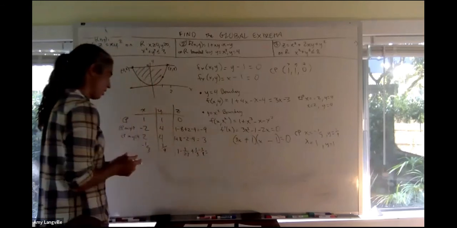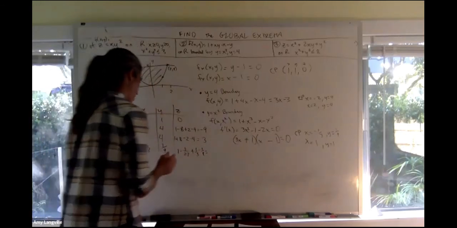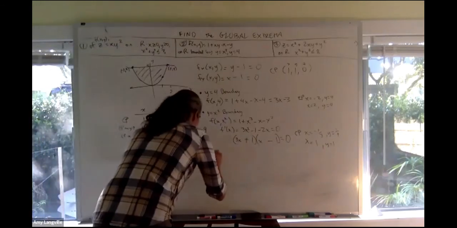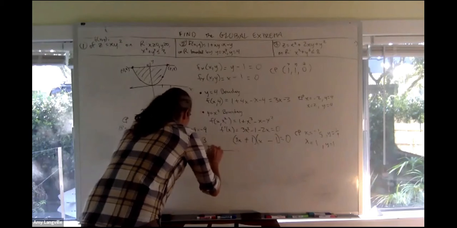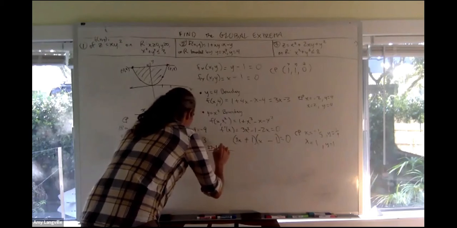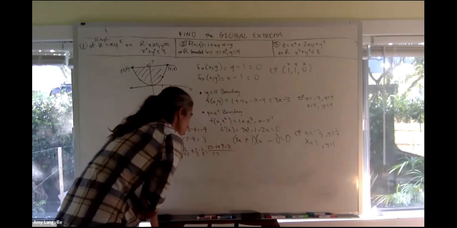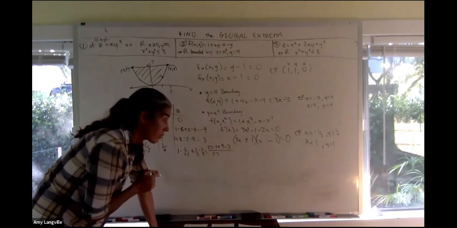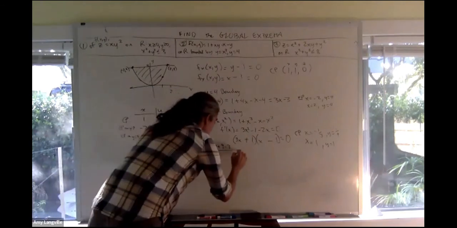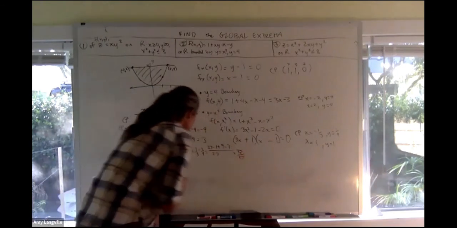Let's see, should put those all over 27ths. So that'll be 27 minus 1 plus 9 minus 3. So 36 minus 4, 32, 27ths.